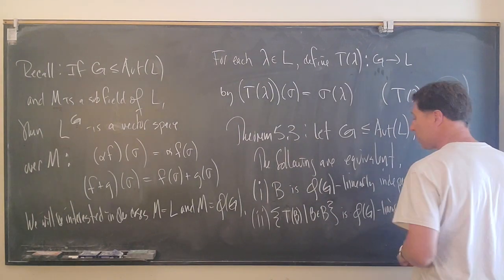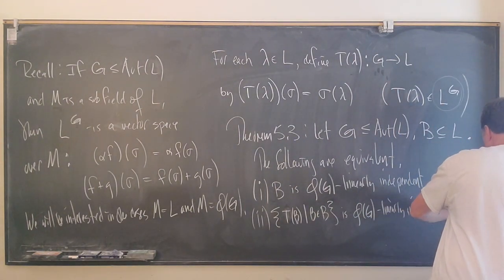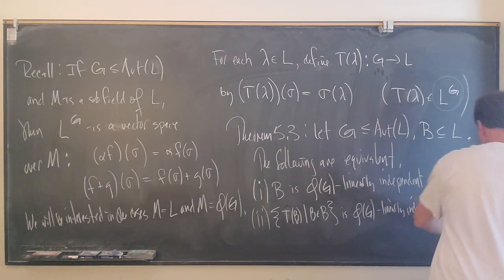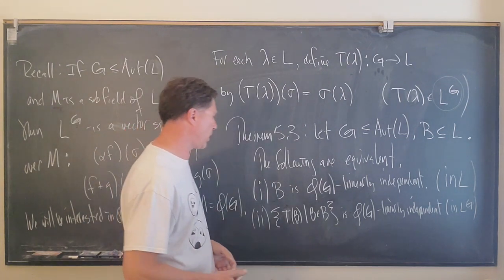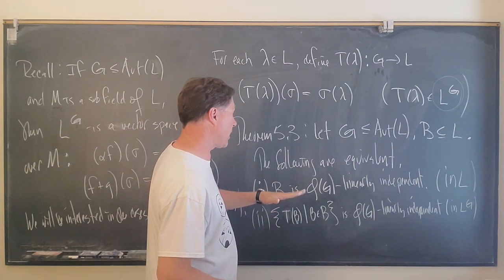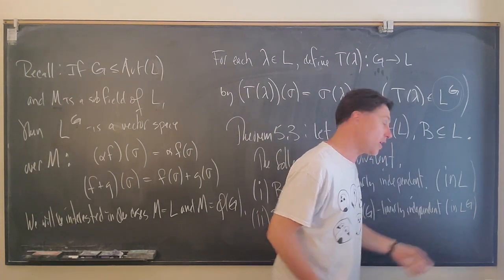But now notice, this is happening not in L, but this is happening in L raised to the G. Right? So there's this connection between linear independence in L and linear independence of the functions from G to L.